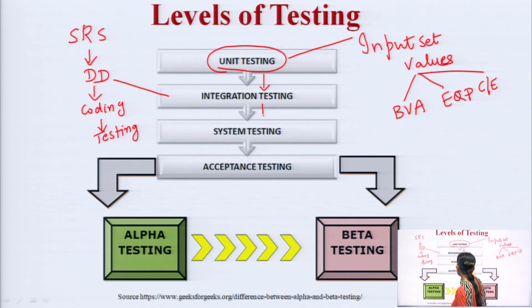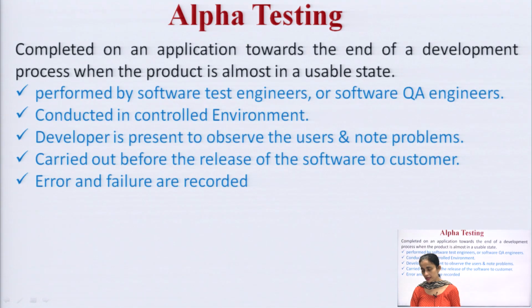Then we move on to system testing. System testing means the integrated modules are checked, and then we go for the acceptance of the product. Acceptance of the product means we are going to check by the user, that is the customer, and the developer team. So, those are the two types of testing, alpha testing and beta testing, that will come into the picture.